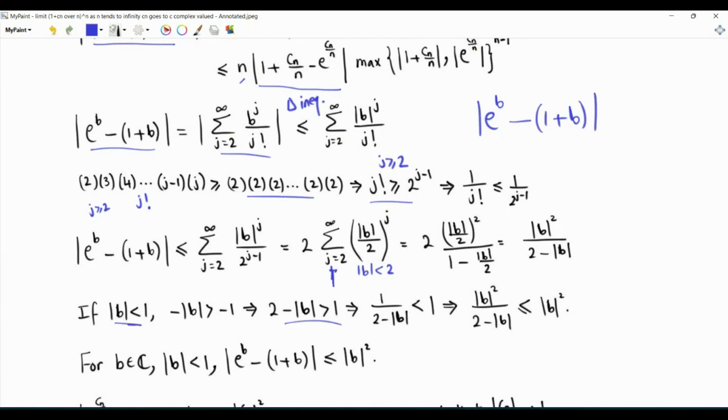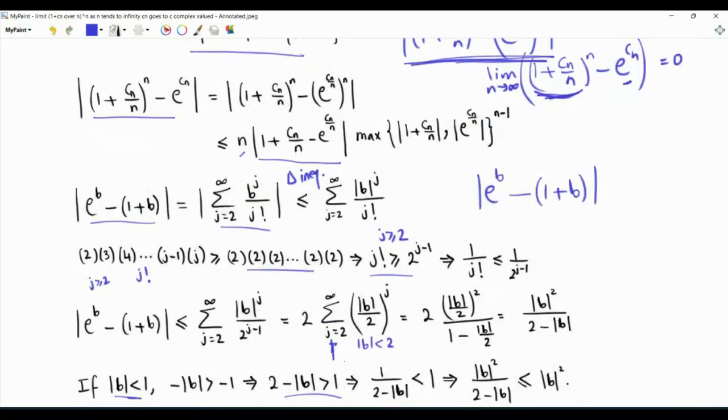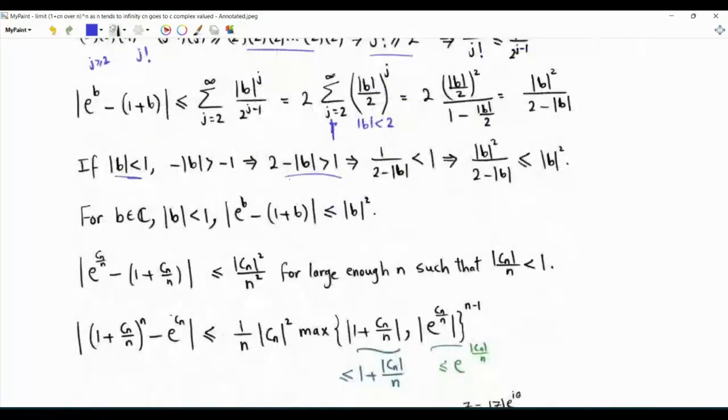The magnitude of this difference is less than or equal to the magnitude of b squared. And we can apply this result to make an upper bound here. So the magnitude of e to the cn over n minus 1 plus cn over n is upper bounded by the magnitude of this quantity squared. So this is the magnitude of cn squared divided by n squared.